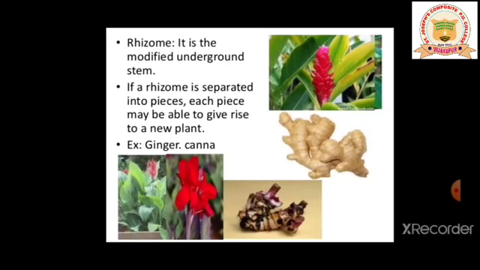Then comes rhizome. It is a modified underground stem. If the rhizome is separated into pieces, each piece may be able to give rise to a new plant. The best examples are ginger and canna. Have a look at the picture, you will understand. Ginger and canna are the best examples for rhizome.